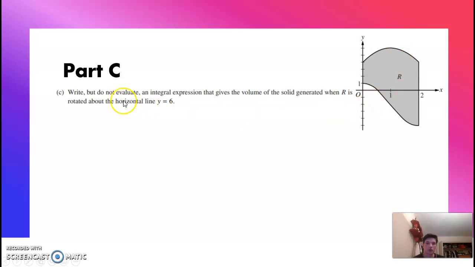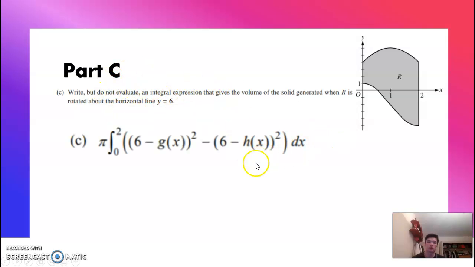Oftentimes on the AP, they'll ask you to write an expression on the non-calculator portions. When they don't want you to calculate it, they just want to check that you understand how to do this. And so it's very simple. It's going to be right here. We have the formula of the shell method. You're just going to multiply the pi r squared.